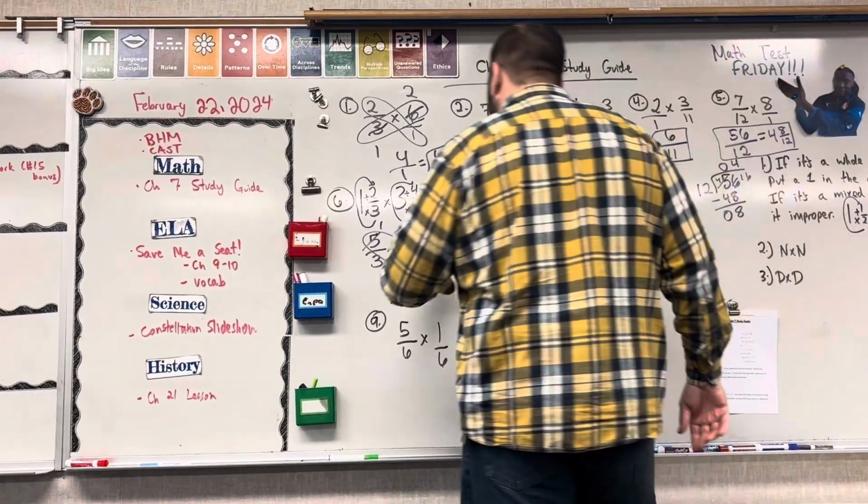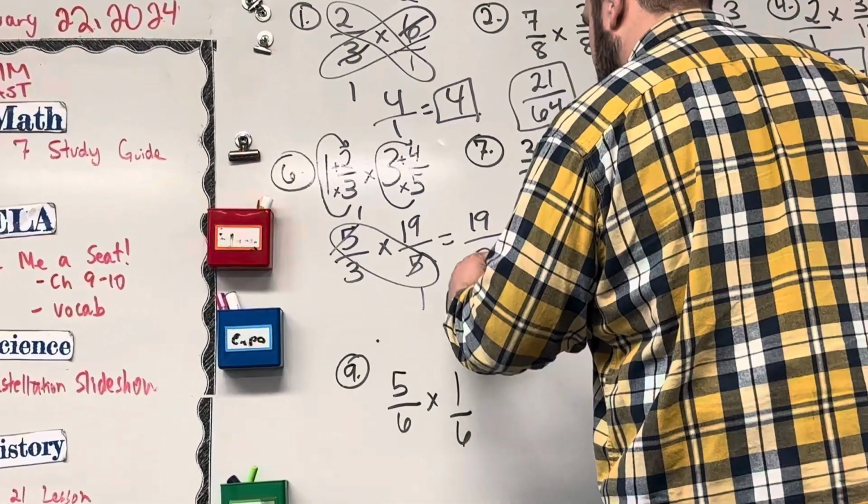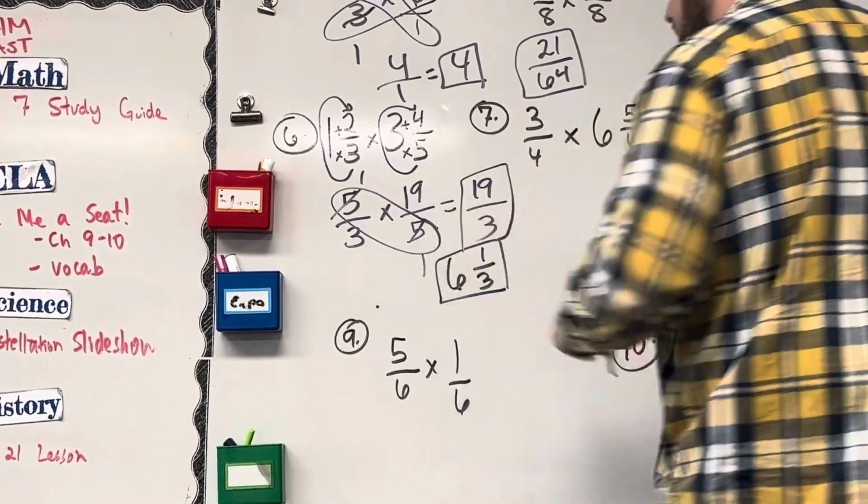Or you can say 3 goes into 19 6 whole times. 19 minus 18 is 1. And your denominator stays the same. Okay, I'm cool with both of these.